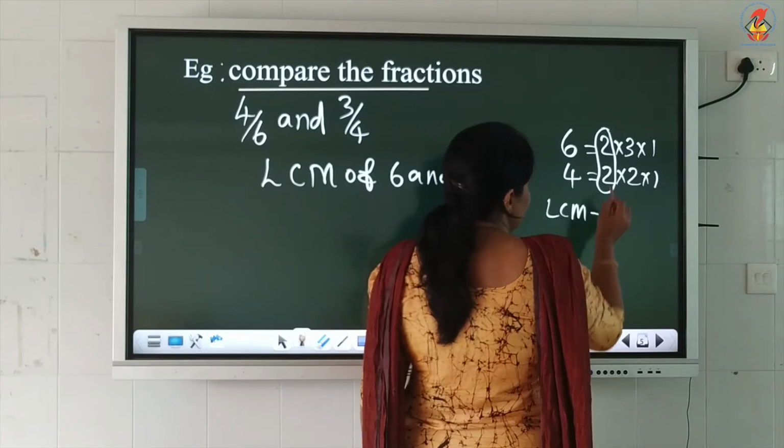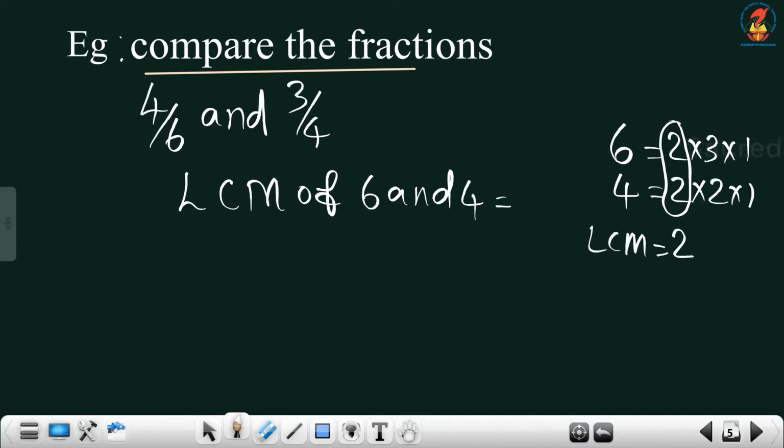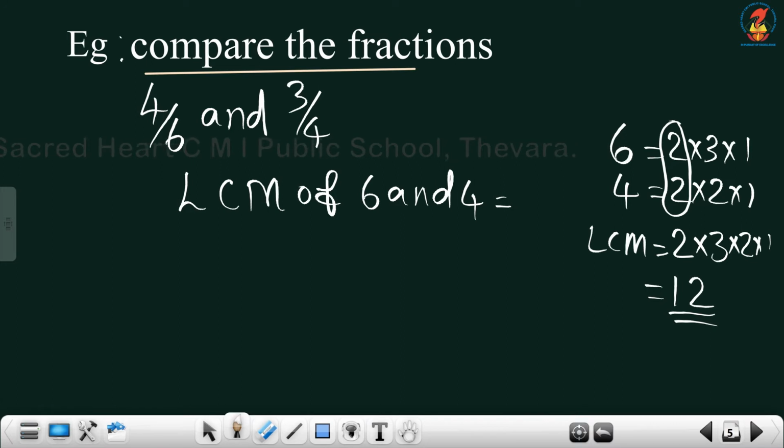Then LCM is what? LCM is, you tell me, the common 2 considered once, so 2 into, the balance are what? 3 into 2 into 1. Answer is what? 2 3s are 6, 6 2s are 12. LCM of 6 and 4 is what? 12. Is it? Here we need to write the LCM is 12. Our first step is over.